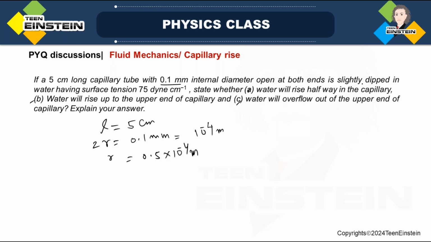Open at both ends, slightly dipped into water having surface tension 75 dyne per centimeter. So all the parameters are given in centimeter. Why don't we stick to centimeter? Let me multiply 100 here. So we'll get 50 into 10 to the power minus 4 centimeter. Here, if I multiply 100, I can write this.